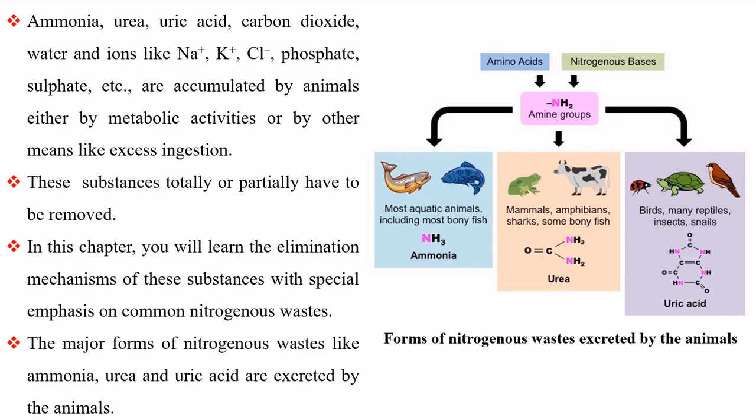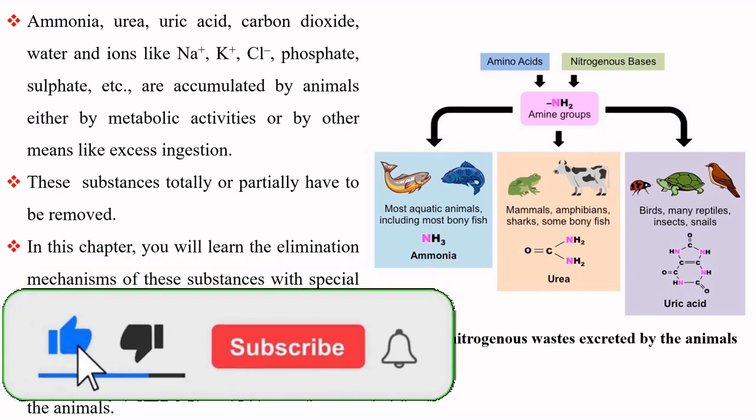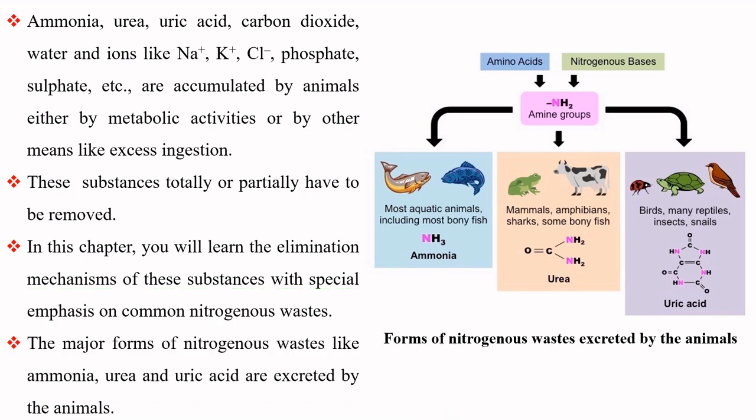Ammonia, urea, uric acid, carbon dioxide, water, and ions like sodium, potassium, chloride, phosphate, sulfate, etc., are accumulated by animals either by metabolic activities or by other means like excess ingestion. These substances totally or partially have to be removed. In this chapter, you will learn the elimination mechanisms of these substances with special emphasis on common nitrogenous wastes.